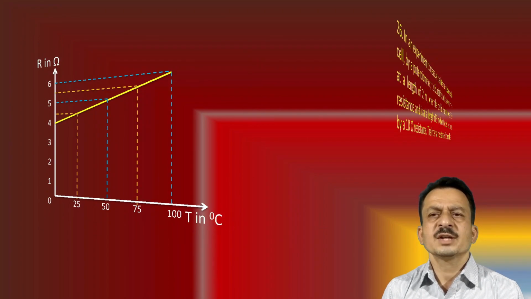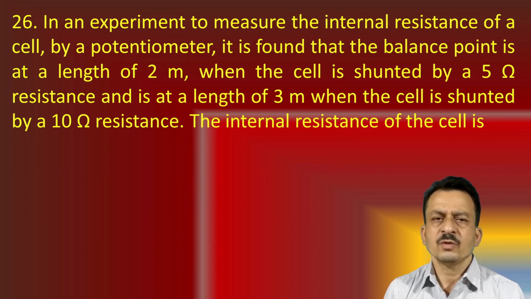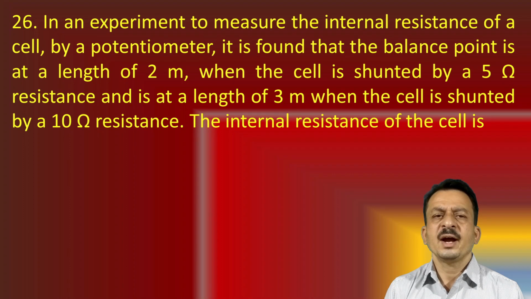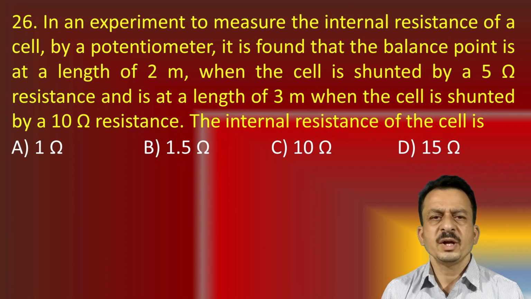Okay. Next problem. In an experiment to measure the internal resistance of a cell by a potentiometer, it is found that the balance point is at a length of 2 meter when the cell is shunted by a 5 ohm resistor, and at a length of 3 meter when the cell is shunted by a 10 ohm resistance. The internal resistance of the cell is: options A 1 ohm, B 1.5 ohm, C 10 ohm, and D 15 ohms.